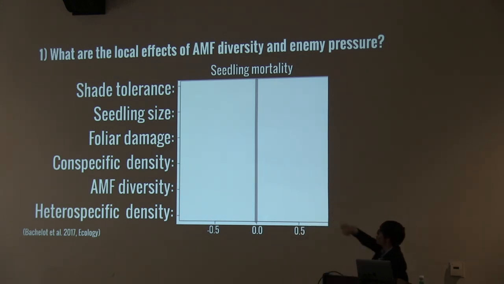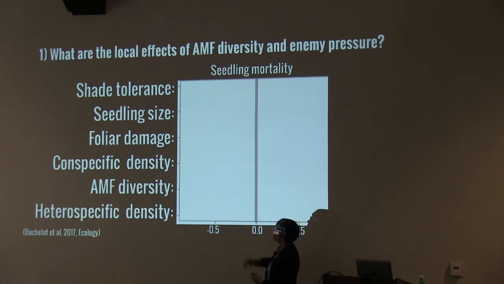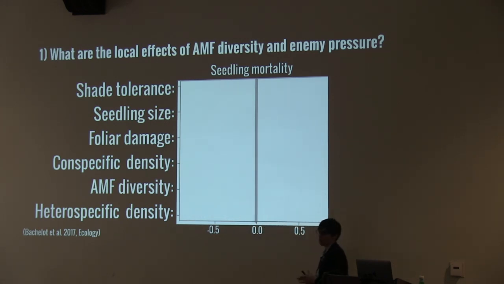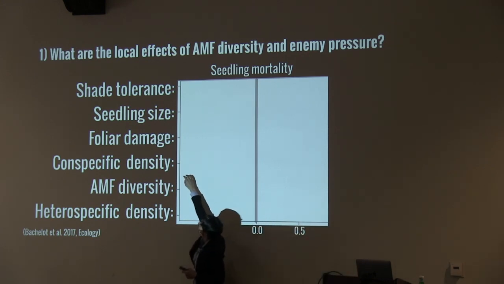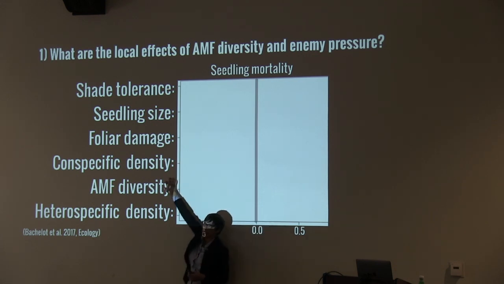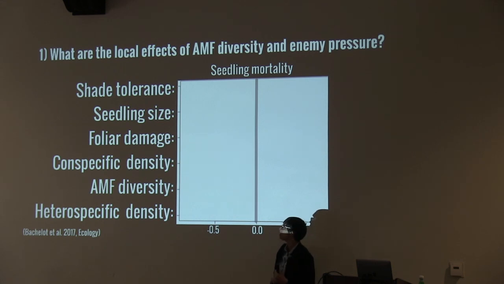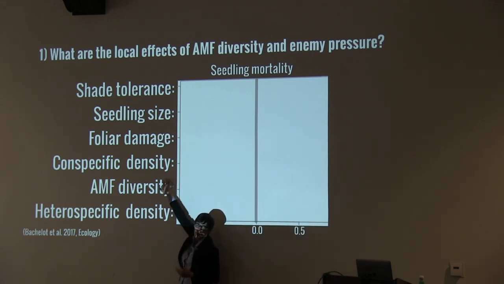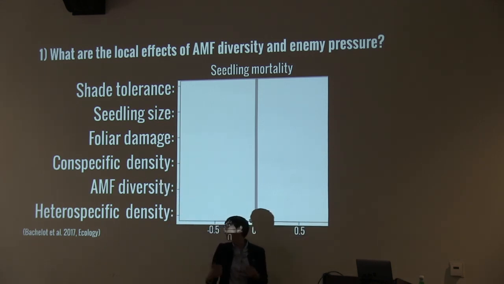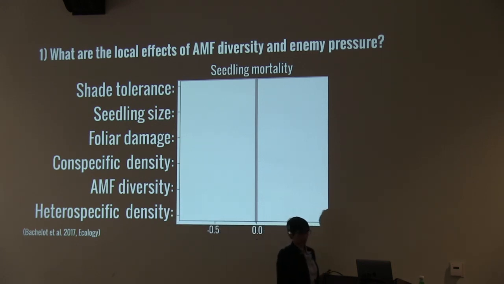We had several variables. Shade tolerance is just the intercept, and that's just allowing us to take into account different life history strategies. Seedling size is just to account for the fact that once you're big enough, you might not die anymore. But then the variable that we really care about is foliar damage, which is a measure of enemy pressure. Then conspecific seedling density allows me to take into account those other black box elements that I didn't think about, for example competition, or below ground enemy pressure that I do not have data on. And then arbuscular mycorrhizal fungal diversity.